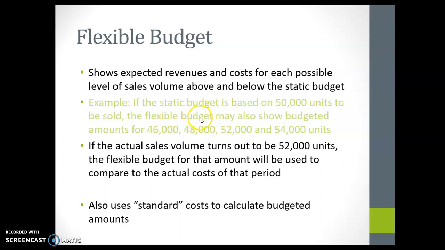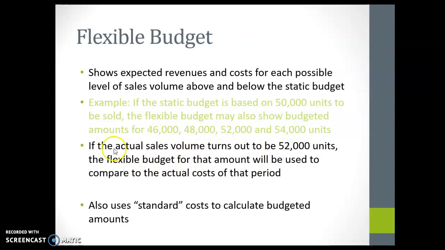Well, the flexible budget takes that master static budget and then makes some extra budgets that are based on sales amounts that are lower than the master and higher than the master. So in this case, we would end up with 5 budgets. The master budget that fits in the middle, and then 2 that are lower and 2 that are higher.